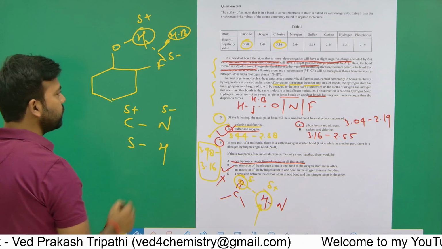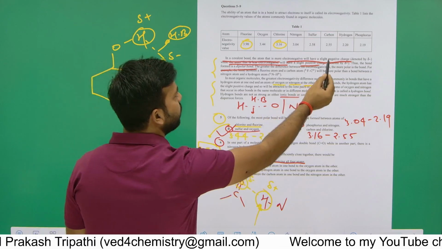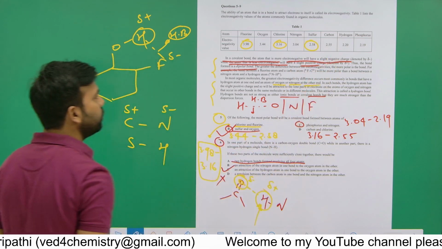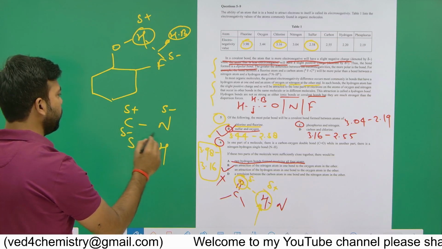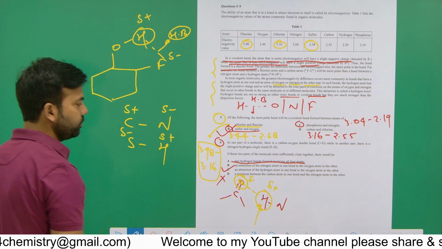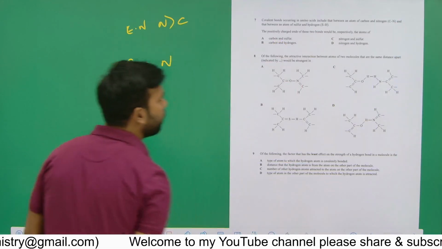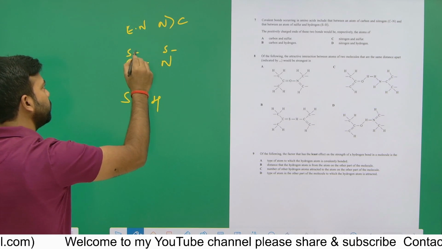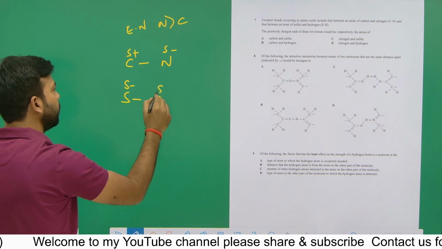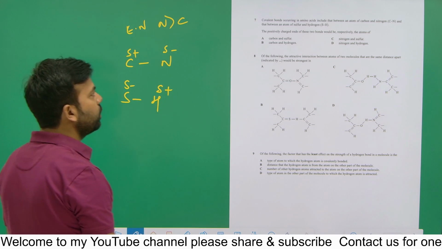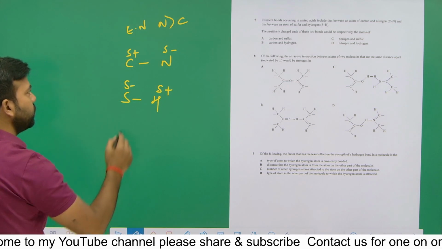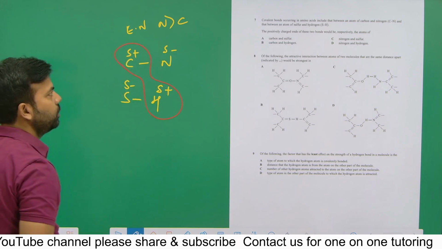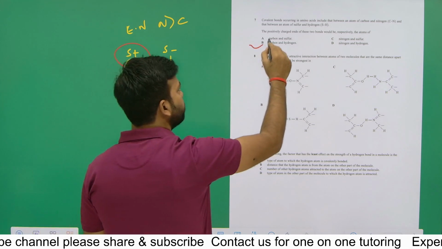And now the next is sulfur hydrogen. So sulfur is here 2.58 and hydrogen is 2.20. So sulfur is delta negative and hydrogen is delta positive. So we can say here this is delta negative, this is delta positive, this is delta negative, this is delta positive. And it is talking about positive set. So positive is this one, the carbon and hydrogen. So answer will be B.